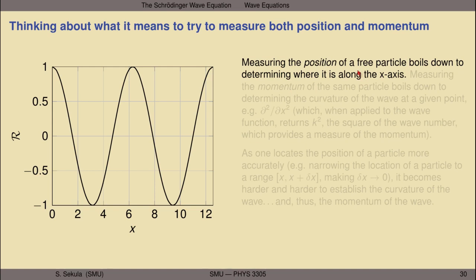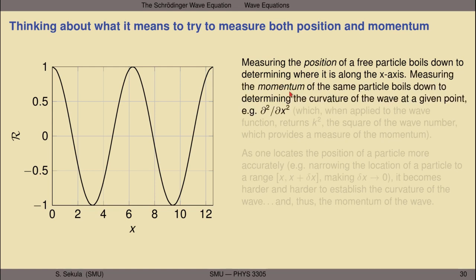Now, measuring the position of a free particle boils down to determining where it is along the x-axis. So for instance, I might do that by zooming in more and more on this wave and saying, okay, I'm localizing the particle more and more by spotting the little chunk of its wave function in the real valued component located at that point in space.